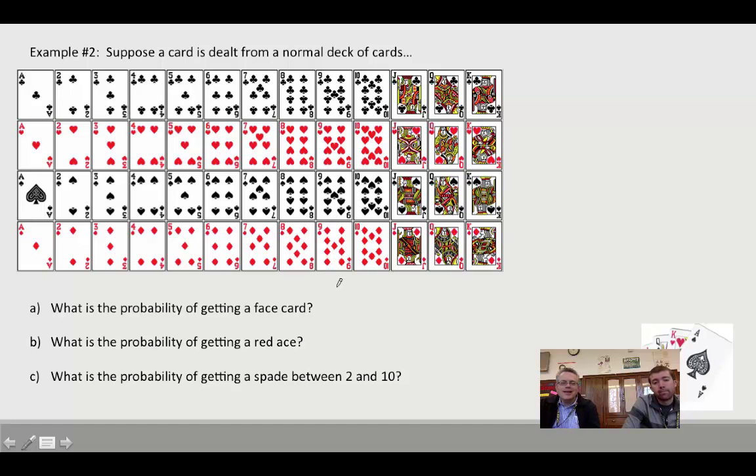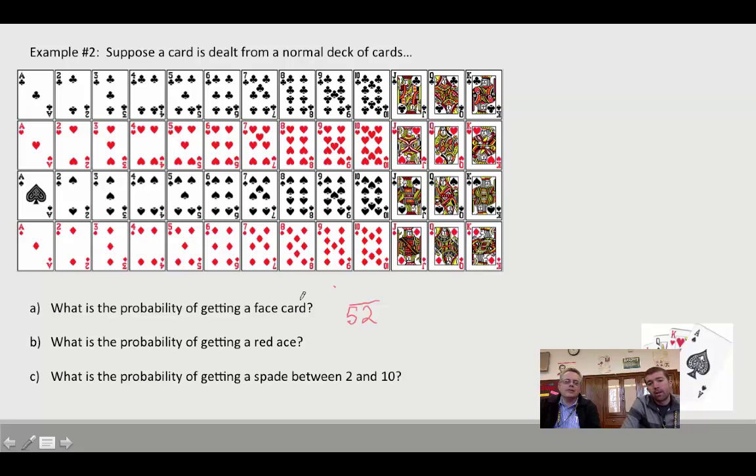If you're dealt 1 card, randomly picked from there, that's the sample space of what could happen. That's the whole deck. So if we're dealt 1 card, those are the possible outcomes, and there are 52 cards in that deck. 4 suits of 13.